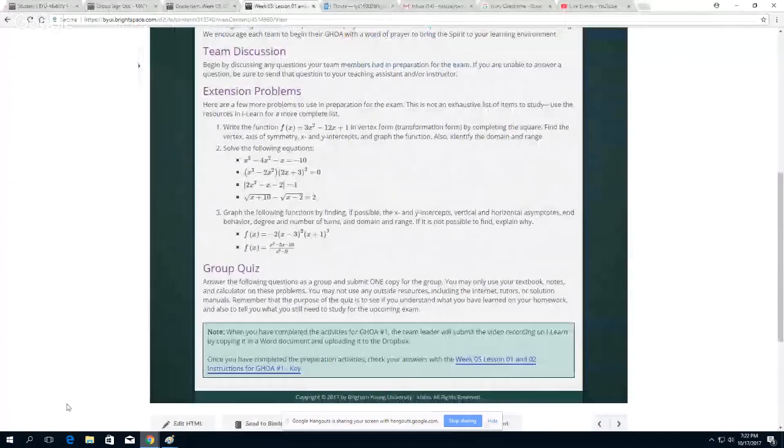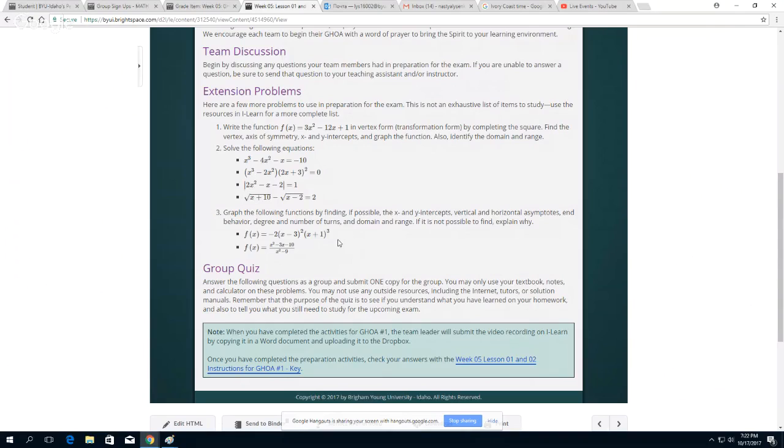Okay. Now, graph the following functions by finding the intercepts, if possible. Do you want to graph each of them or just one of them? We don't have a ton of time, so we can just do one. Okay, which one do you want to graph? Let's just do the first one.